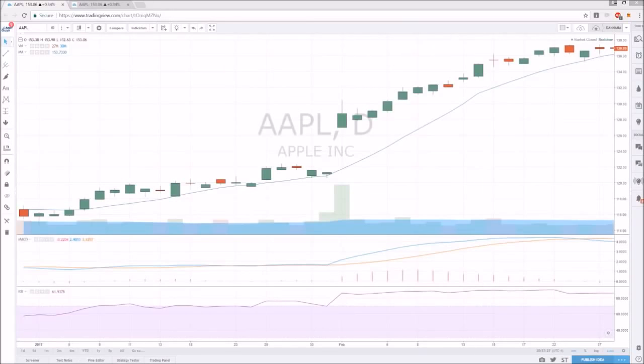In this first example of inside bars, we're going to be looking at Apple on the daily time frame, and this was coming after a gap up on earnings back in February of 2017. So that is the preceding action being volatile and a strong move to the upside with big volume accompanying it.